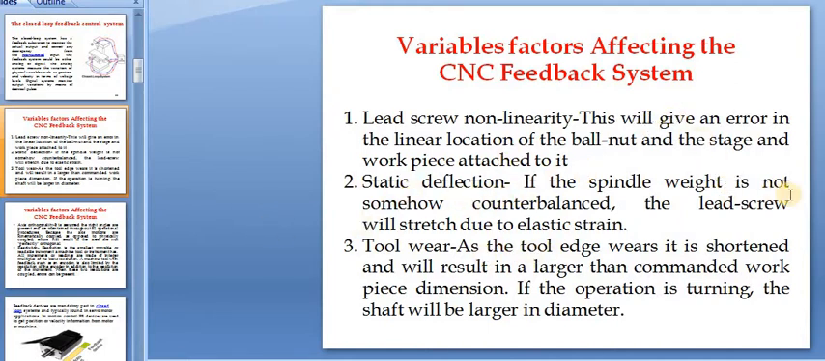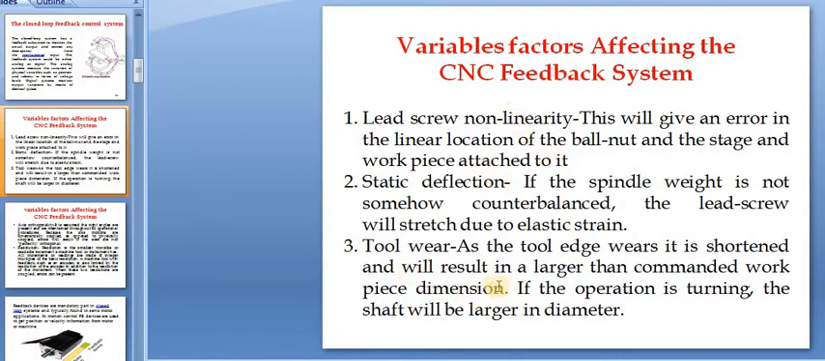Next is static deflection. If the spindle weight is not somehow counterbalanced, the lead screw will stretch due to the elastic strain developed due to this spindle weight. So static deflection also affects the CNC feedback system.